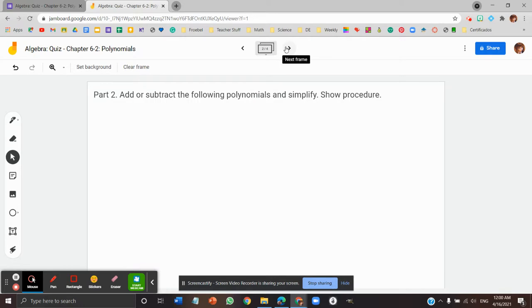Let's practice some adding and some subtracting, okay? So for example, let's say that we have an exercise that looks a little bit like this: 2x squared minus x, plus x squared plus 3x minus 1. Let's say you have that example.